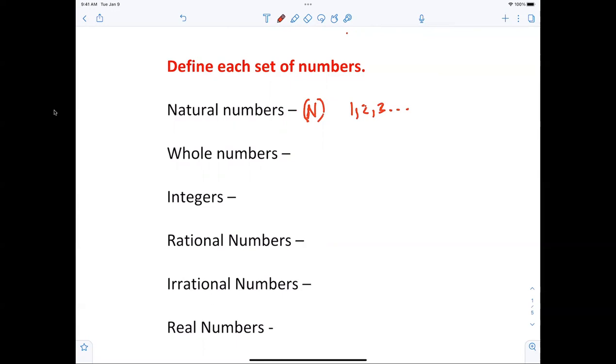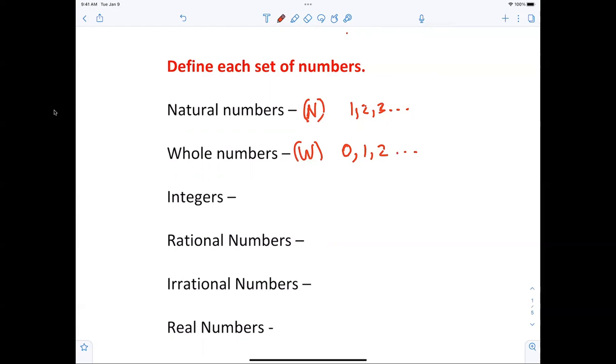Now the whole numbers we're going to use the letter W to abbreviate. And who knows the difference between a natural and a whole? 0, 1, 2, ... So the only difference between a whole number and a natural number is 0.